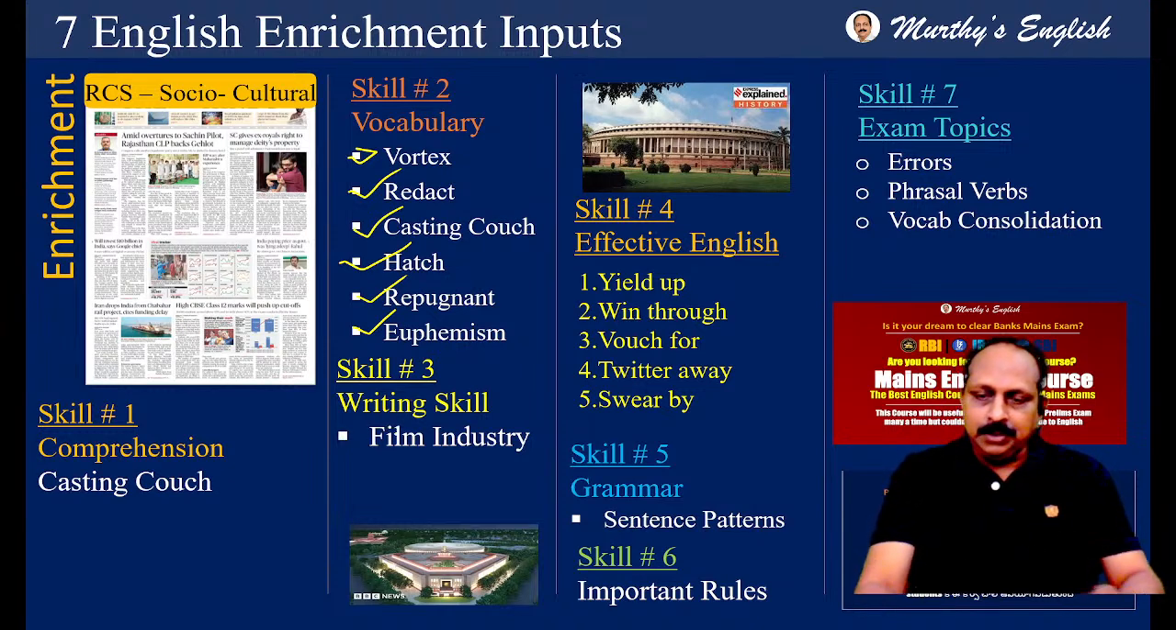And today, if you wish to improve your writing skill, you should write about the film industry. But when it comes to film industry, definitely there are two or three streams how to deal with the topic. When I go to that particular slide, I will talk about how to write about the film industry, what is the intellectual approach, what is a layman's approach. Coming to effective English, we have a few phrasal verbs. Based on the time factor, I may touch, I may not touch, because here the focus is mainly on comprehension skill and vocabulary and writing skill. Yield up, win through, vouch for, twitter away, swear by.